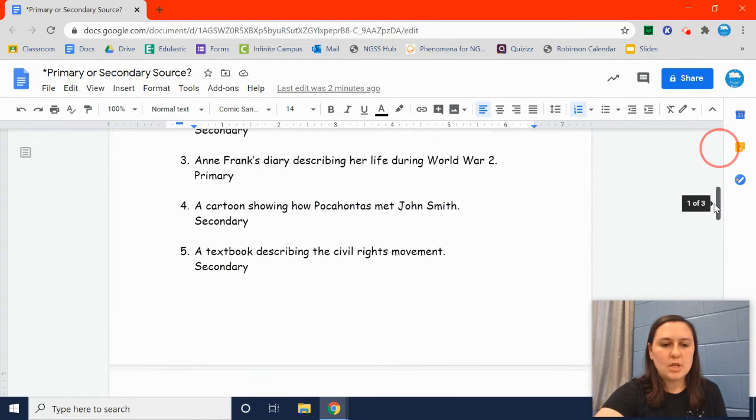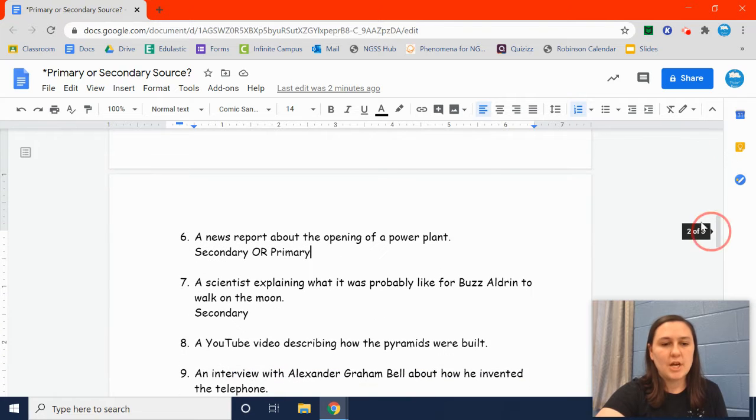One thing that I did change is I added to number 6. The more I thought about it, the more I could see either one of those being correct, secondary or primary, because I guess it depends on the type of news report. If somebody is there, maybe they are interviewing somebody in that news report. I don't know, it doesn't say. So my initial thought is secondary, but I can understand primary too. So either one of those I would accept as correct.